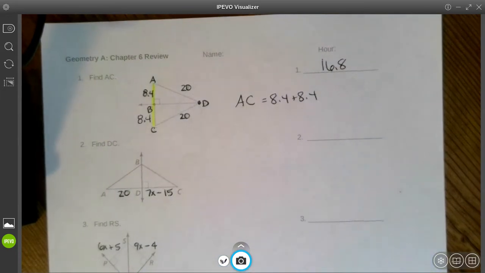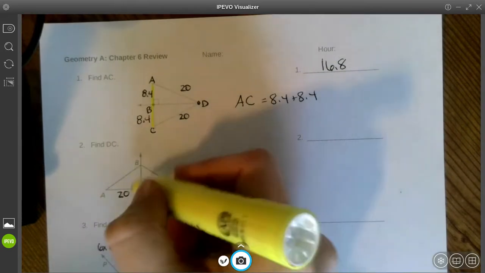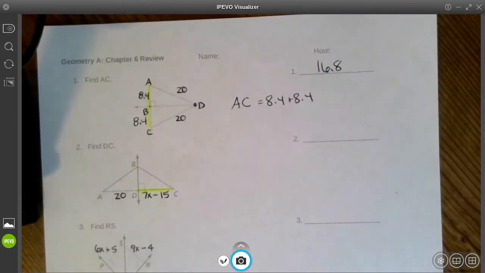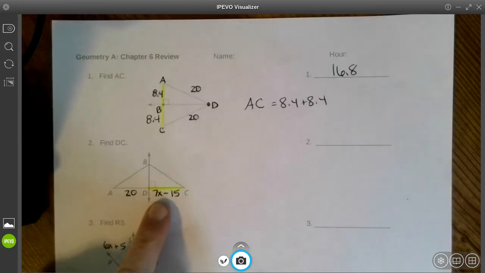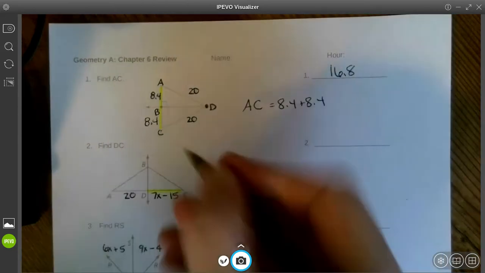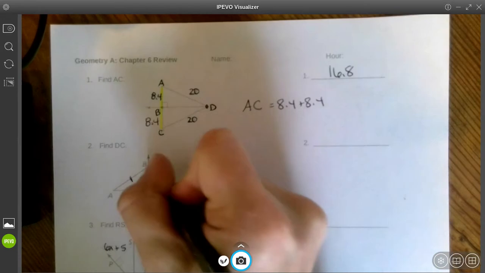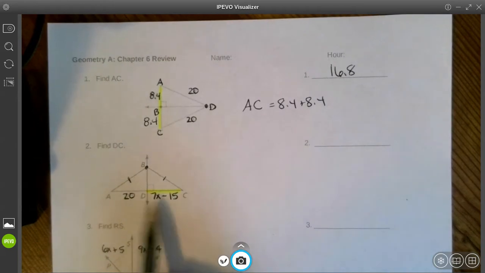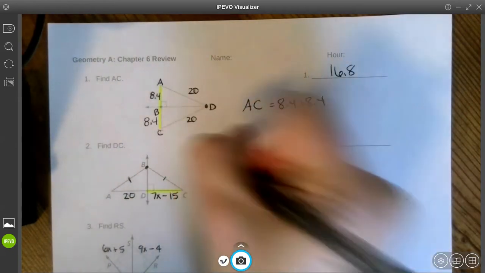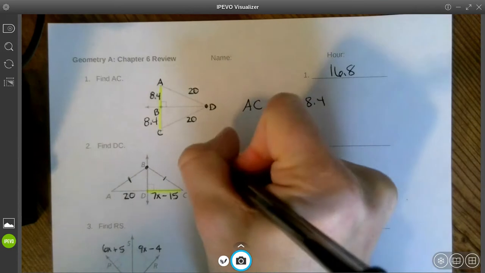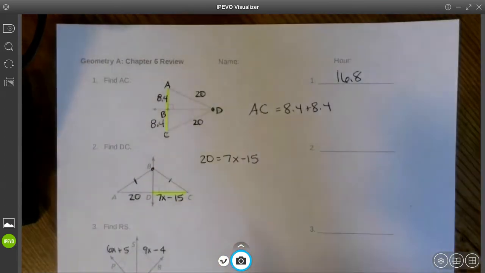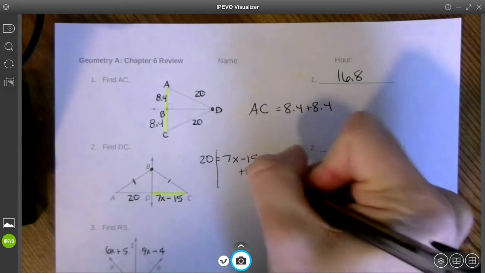In number 2, we need to find the length of DC. That is this length here. Before we can find that length, though, we need to set up an equation to solve for x. It's hard to see in my picture, but point B is on the perpendicular bisector of segment AC, meaning these two lengths are the same. So I know that 20 must be equal to 7x minus 15. I'm going to go ahead and solve for x.